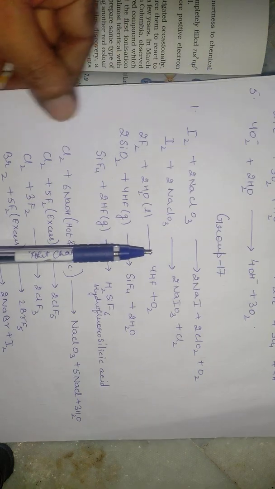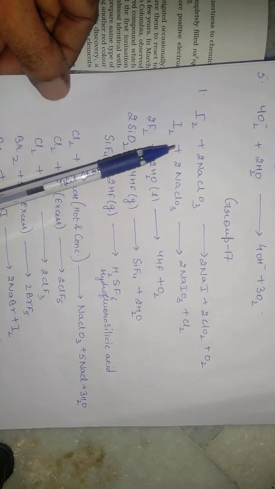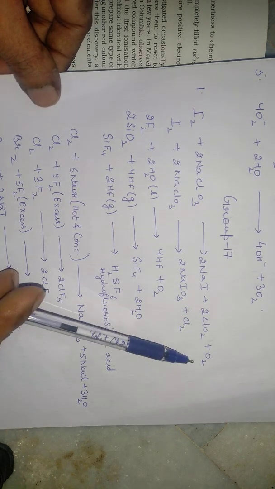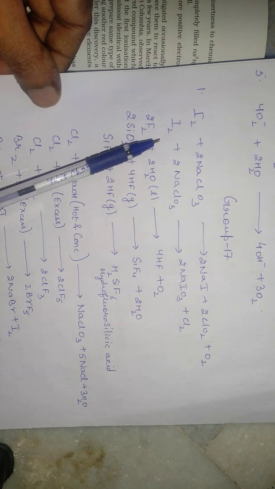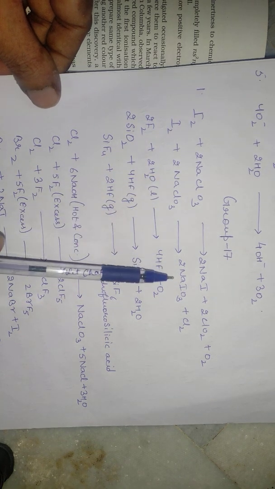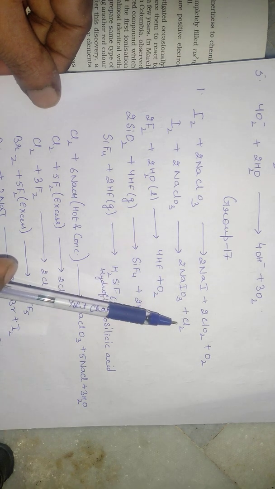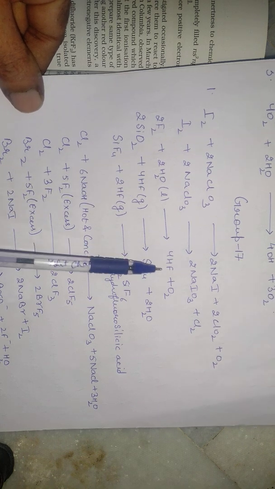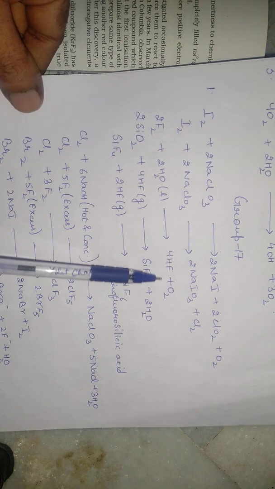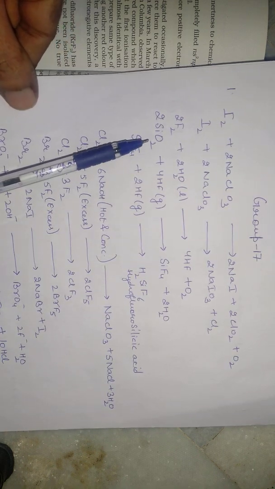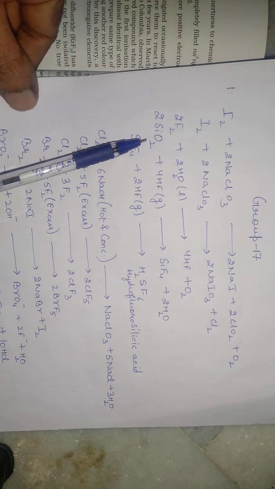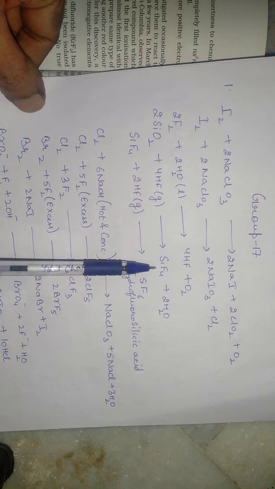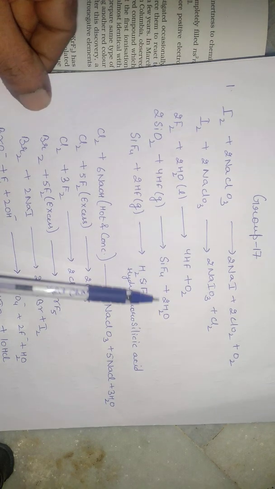Now moving on to group 17. When I2, that is iodine, reacts with NaClO3, it results in the formation of sodium iodate and chlorine gas is liberated. Next is fluorine. It reacts with water, resulting in the formation of HF, hydrofluoric acid, and oxygen gas is liberated. Silica, SiO2, when it reacts with hydrofluoric acid in gaseous form, results in the formation of SiF4, and water is liberated.